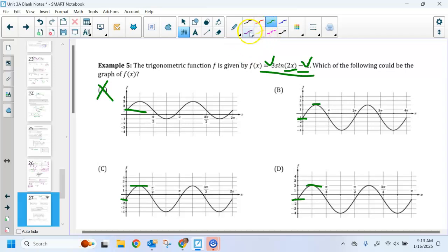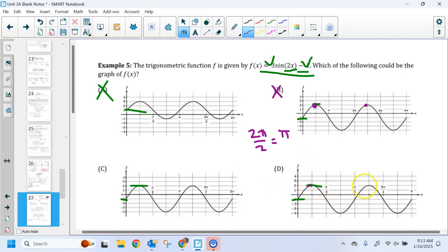If my B value is 2, then my period is 2 pi over 2. So my period is going to be pi. So let's see if we can figure out one with the period of pi. Here from max to max, it looks like I go from pi over 2 to 5 pi over 2. That's a period of 2 pi, so that doesn't work.